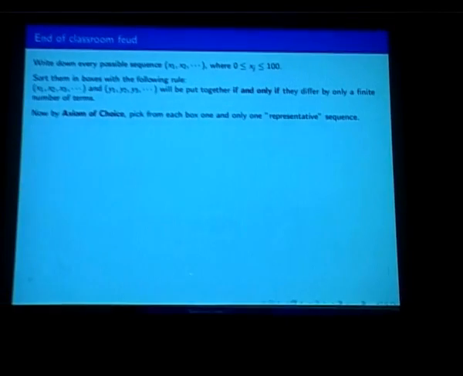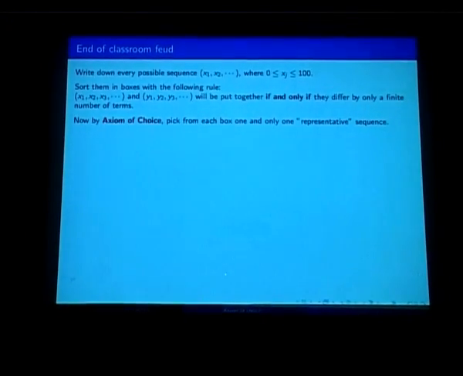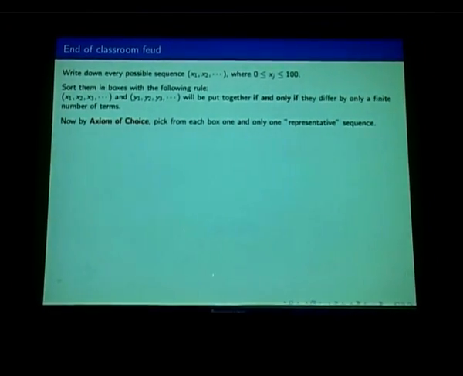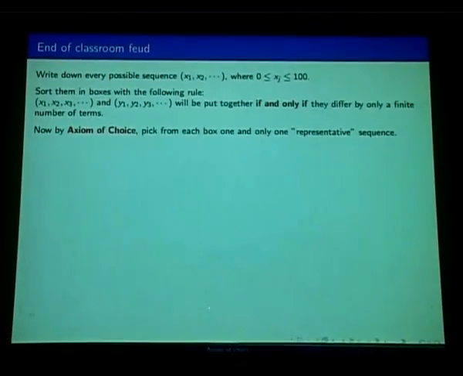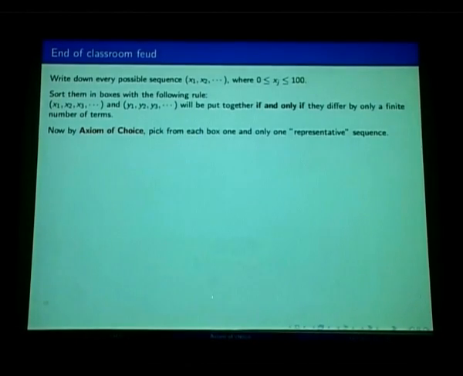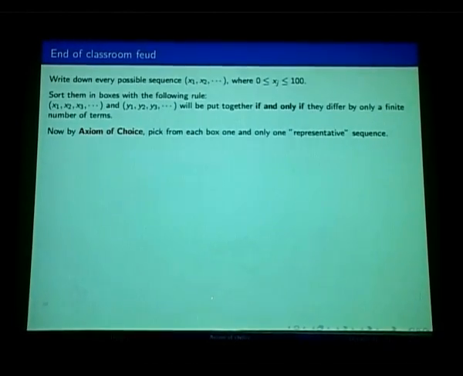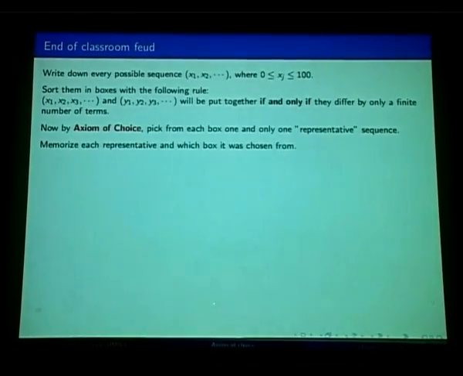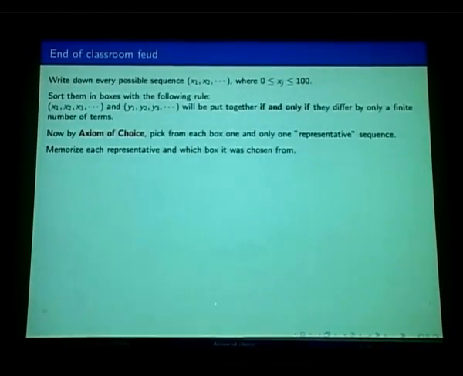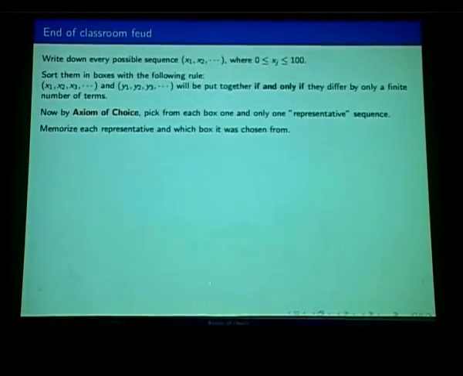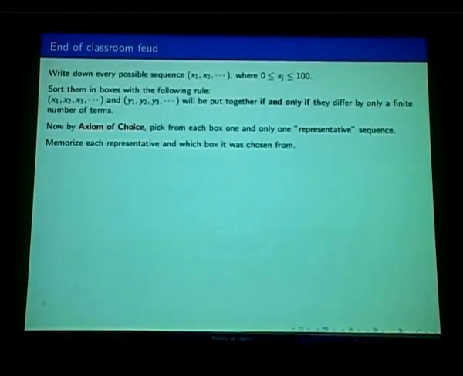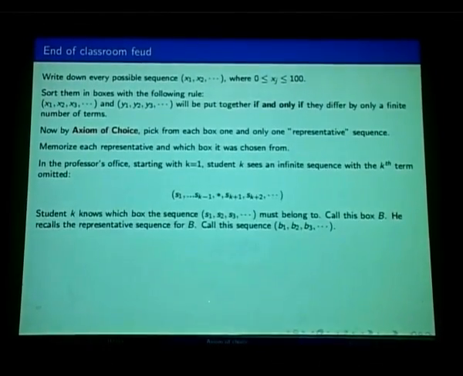Now we use axiom of choice. So what does axiom of choice allow you to do? It allows you to choose one representative sequence from each such box. Now you have infinitely many boxes and each contains many sequences. You can choose one from each such box by axiom of choice. And since they had very good memory, they can completely memorize these representative sequences, what the entries are, and also from which box the representative is chosen from.